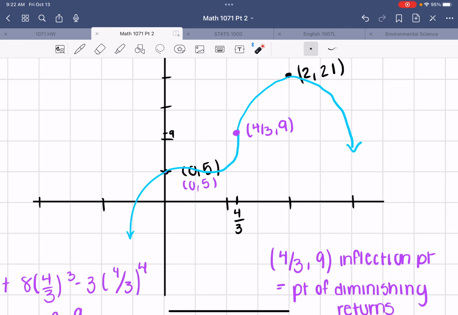From here to here, your slopes are positive. From here to here, your slopes are negative. So that's why this is the point of diminishing returns. You're on the way down. Okay, let's take a look at 33.